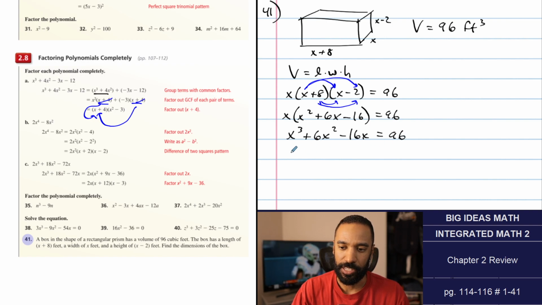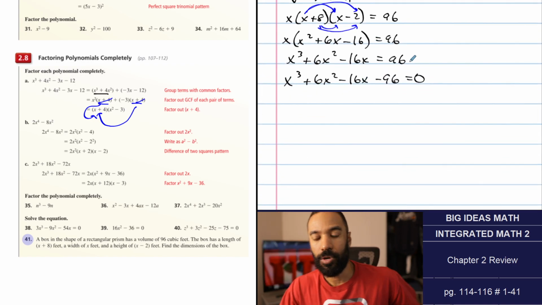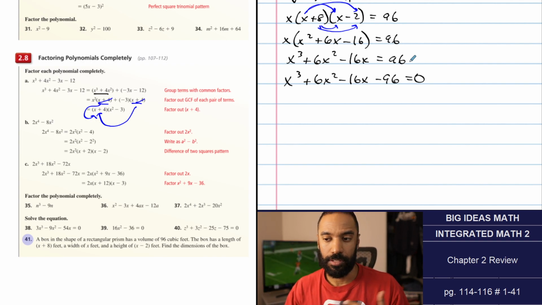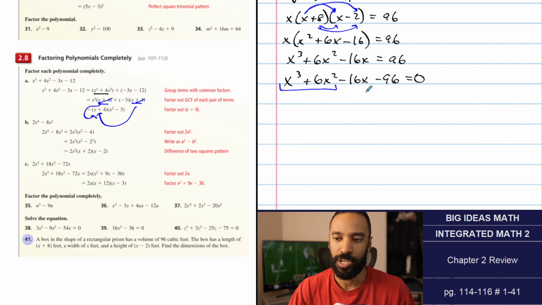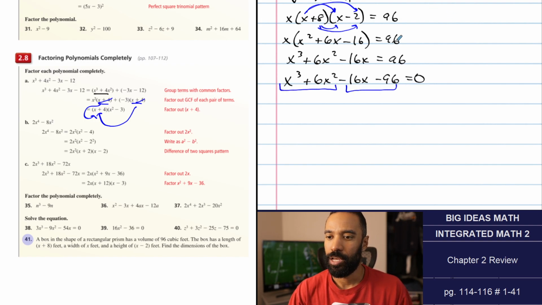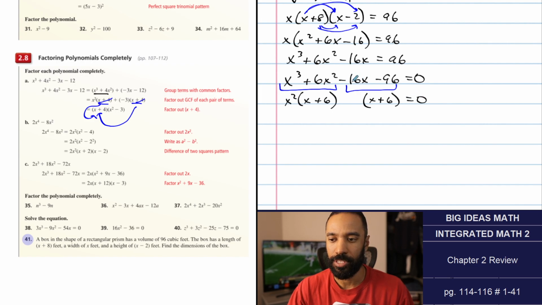And now I can subtract the 96 over and feel kind of comfortable with what I have. Minus 16x minus 96 equals 0. Now I have something where it's 4 terms and all that, and no GCFs within here, but I can factor by grouping, right? That's going to be that next stage. So I'm finding the GCF of x cubed plus 6x squared, which is x squared, left with x plus 6. I hope that here I'll have an x plus 6 after I factor out the proper thing.